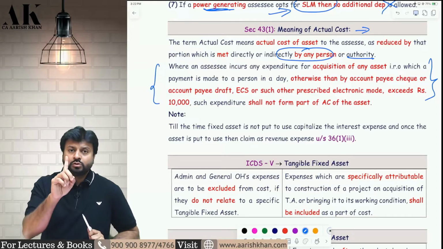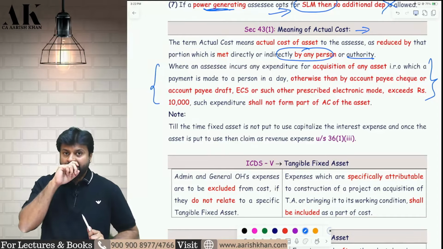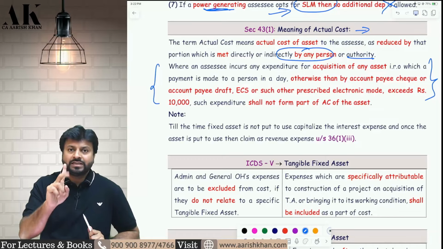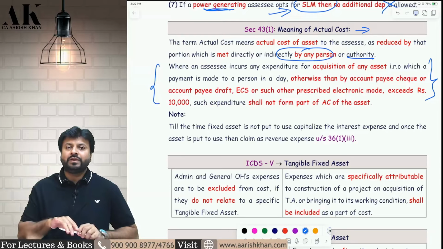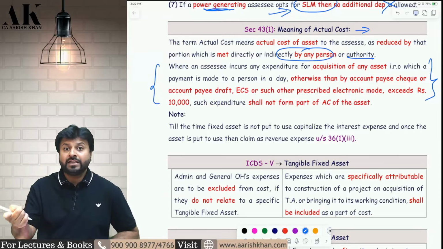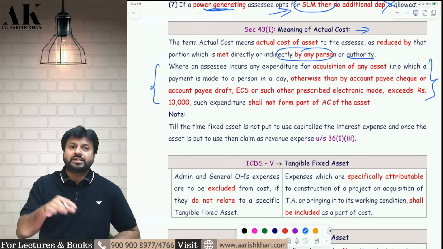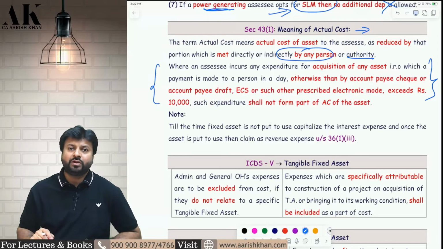More than 10,000 rupees to a person in a day. If you make such a payment by other than these 4 modes, then your expenditure will not be considered under actual cost. And if your expenditure is ignored for actual cost, then you cannot get depreciation or even additional depreciation on that asset. Both will be gone.